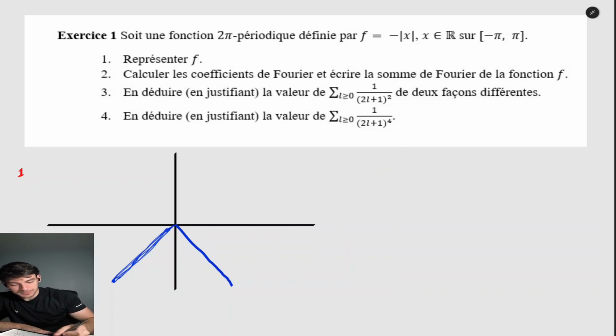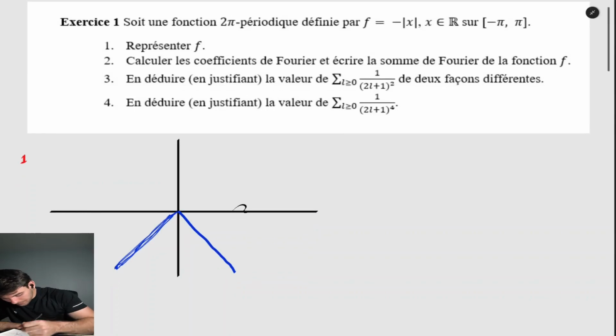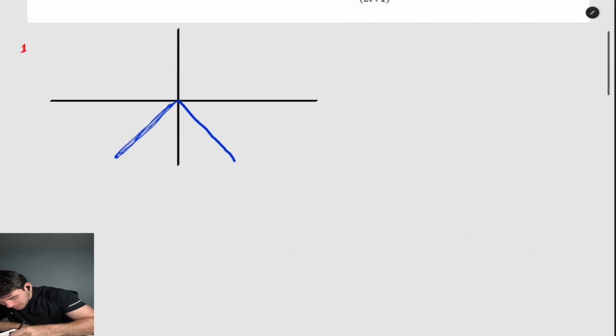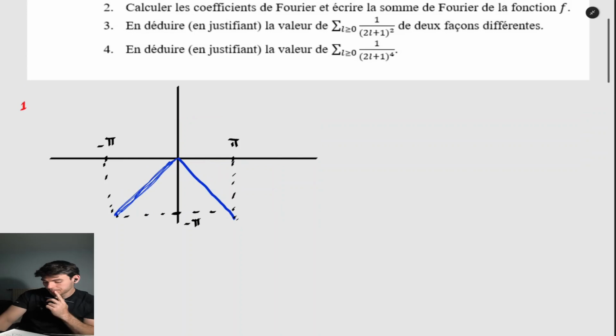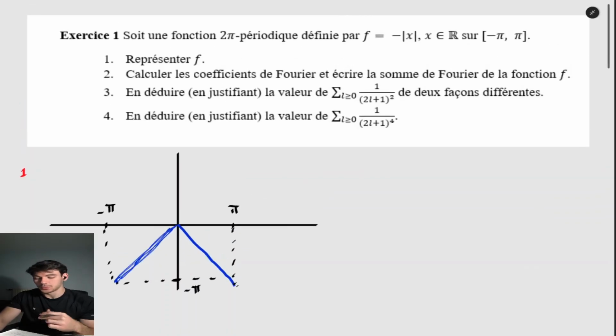So it goes from minus pi to pi, and we'll reach the value here. The value is minus pi. So what we've got here, we've represented it on an interval of 2 pi, but our function is 2 pi periodic, so it means that the structure that we've represented here, it repeats infinitely.